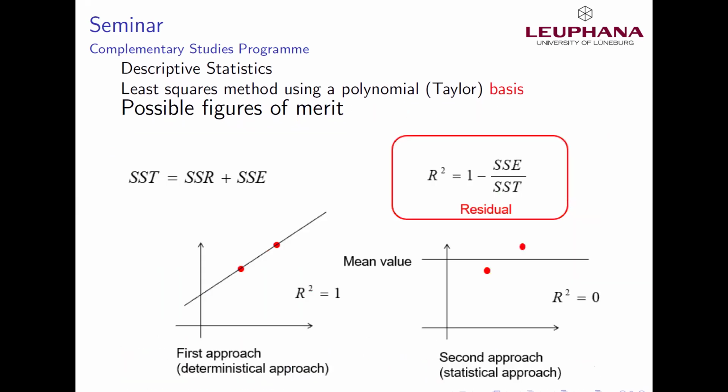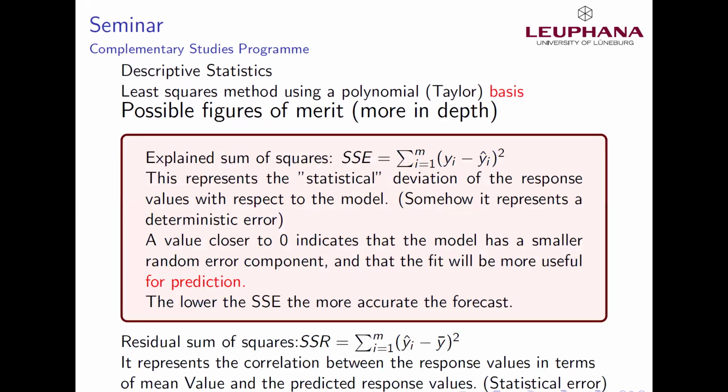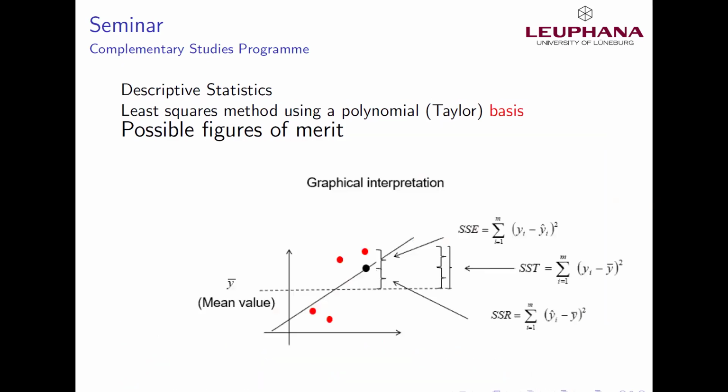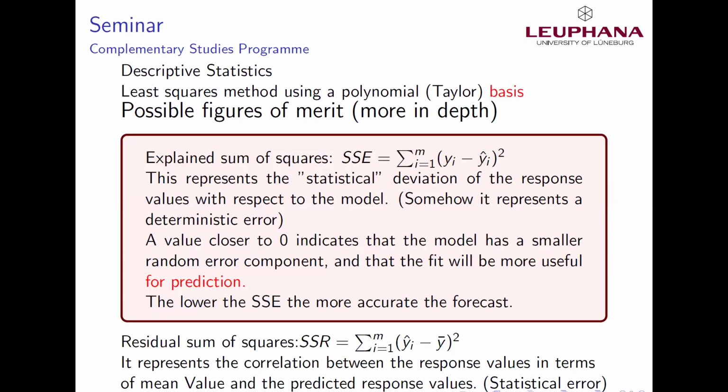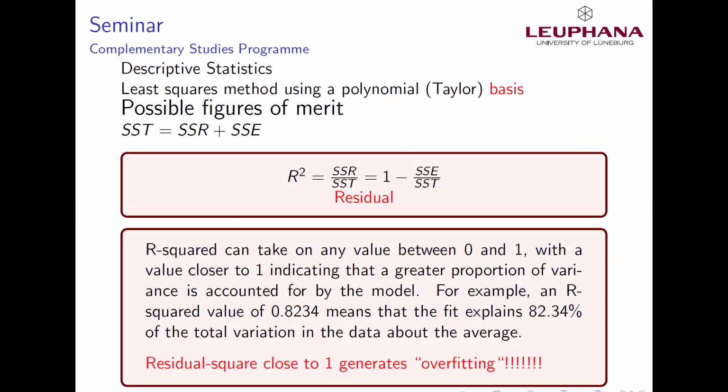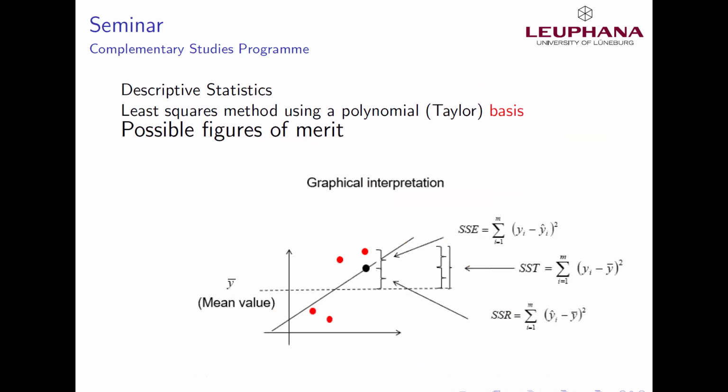Okay, about SST, SSR, and SSE, I already told you that we can define different figures of merit or cost functions. And if you remember, I tried to classify them a little bit also. Let me repeat the meaning of these indicators. SSE is our least squares.